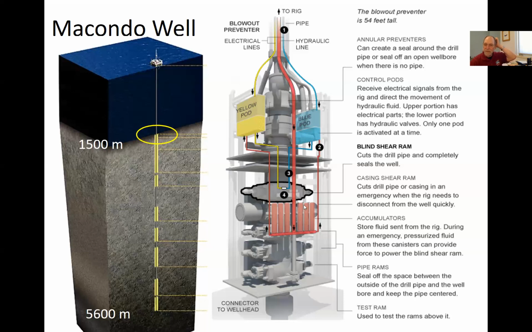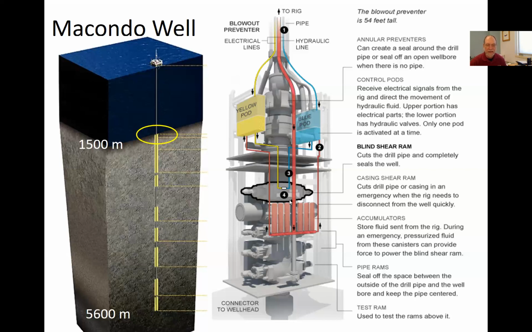Well, as soon as they realized what the problem was, they tried to activate this blowout preventer. They pushed a button and nothing happened. There were a couple of reasons why nothing happened. First of all, they hadn't changed the batteries on this thing. The blowout preventer that they were using had been in service for several years without being maintained properly. And so literally the batteries that were supposed to operate this were dead.